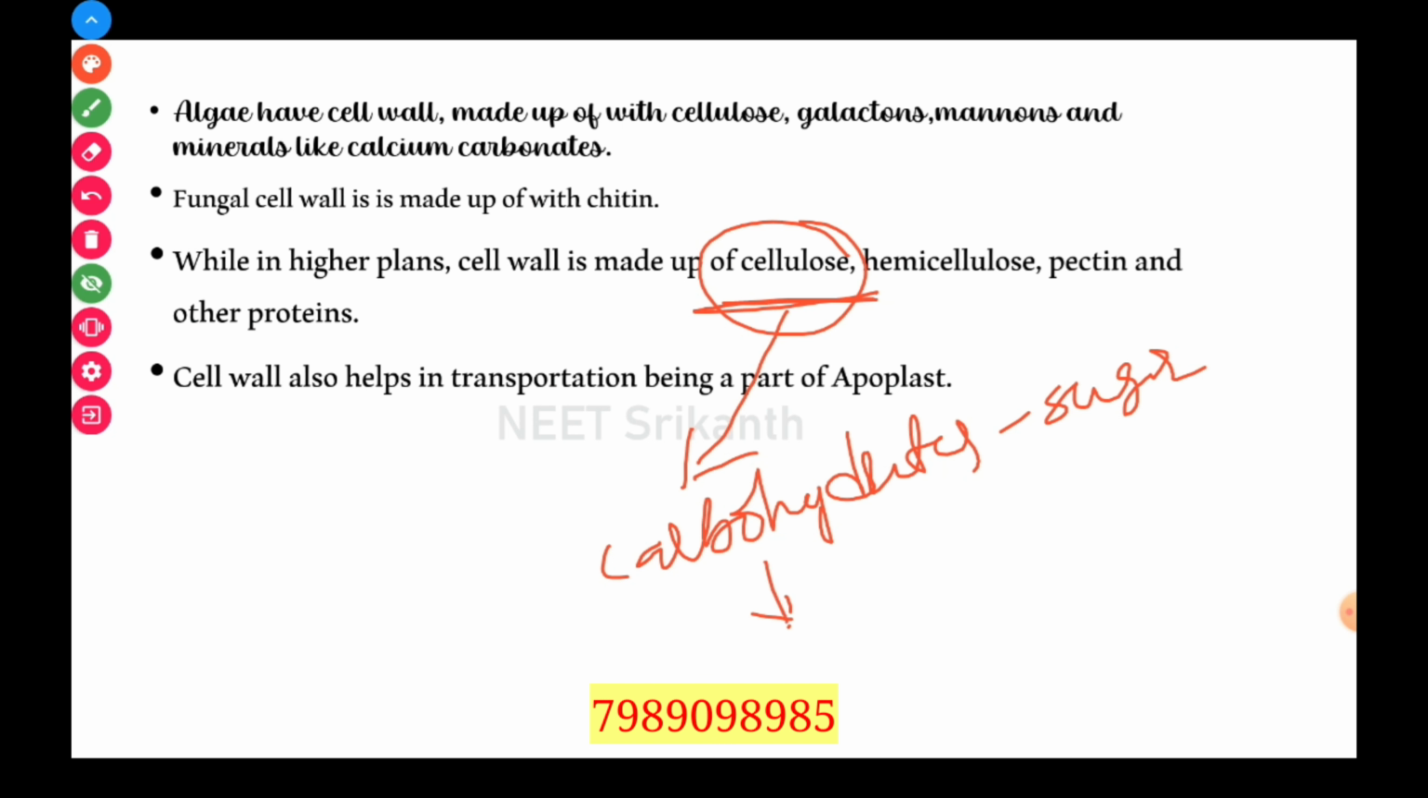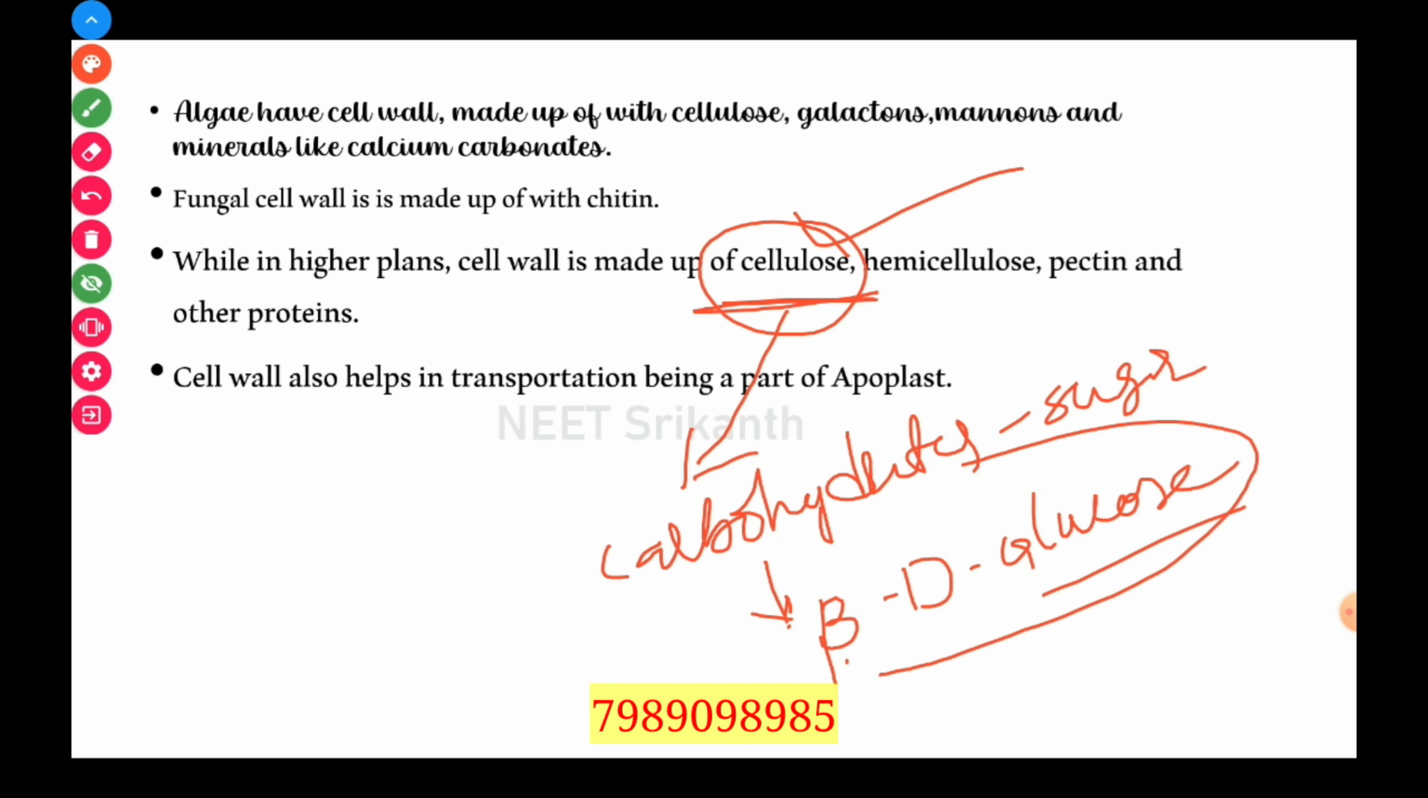Which type of sugar is present in cellulose? Cellulose has beta-D-glucose. What type of glucose is present in the structure of cellulose? Cellulose is a polymer of beta-D-glucose. Many beta-D-glucose units are present in cellulose. The monomeric form in cellulose is nothing but beta-D-glucose. So many beta-D-glucose carbohydrates are there in the polymer of cellulose.